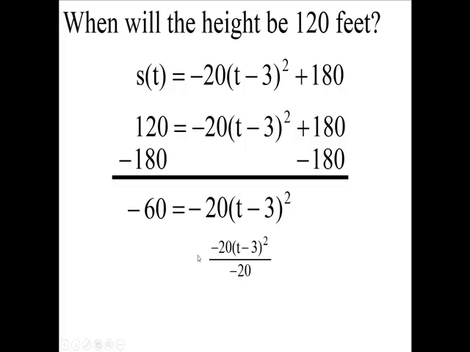These 20s are going to cancel. This equals the negative 60 over the negative 20. Now you're going to end up with 3 over here. You're going to have t minus 3 squared over here because these negative 20s are going to go away. T minus 3 squared equals 3. Copy that up here and continue on. Now to get rid of the square, we will take the square root of this. That will just leave you t minus 3.